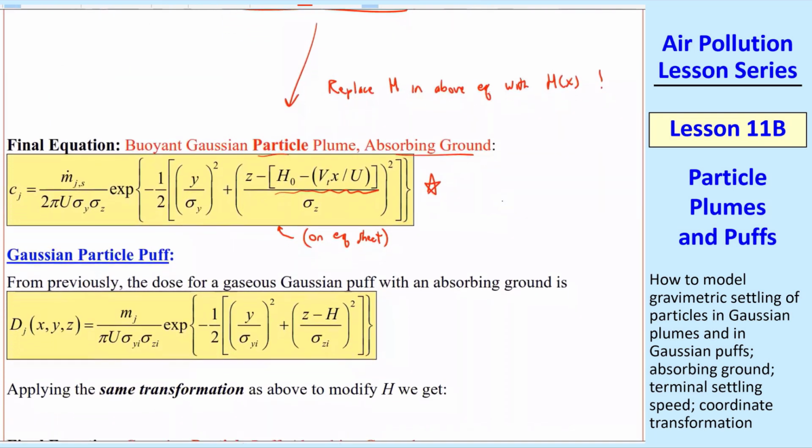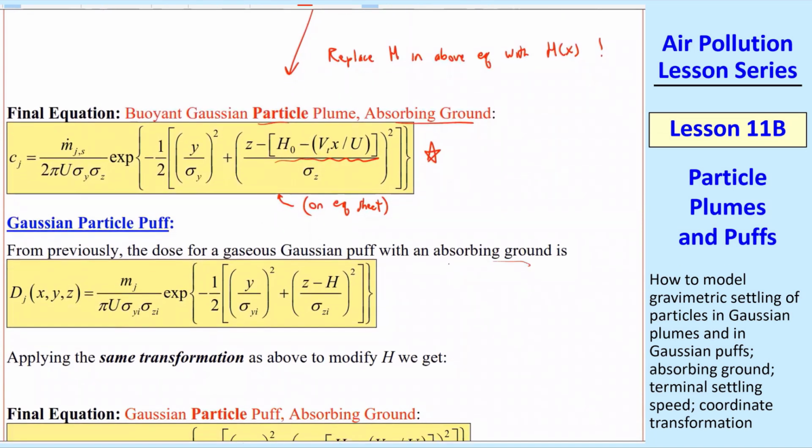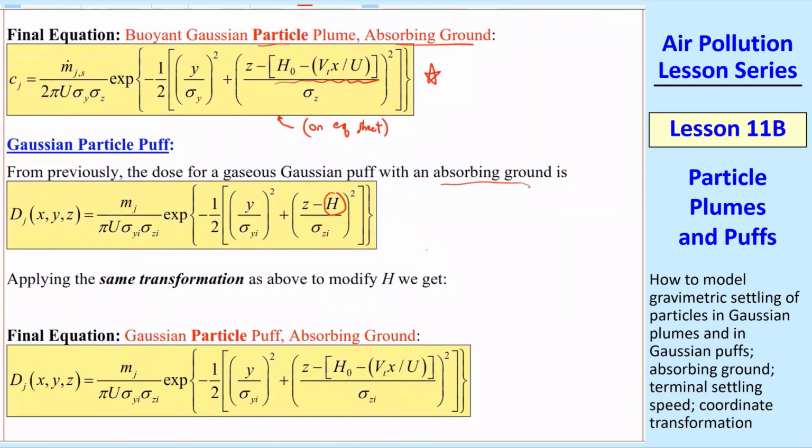Now, very quickly, we can do exactly the same thing with the particle puff. So I go back to the Gaussian puff, again with an absorbing ground. We had this equation. Again, we replace our h with exactly the same effective h that varies with x to get our final equation for a Gaussian particle puff. And that's all there is to that. This equation is also on the equation sheet.